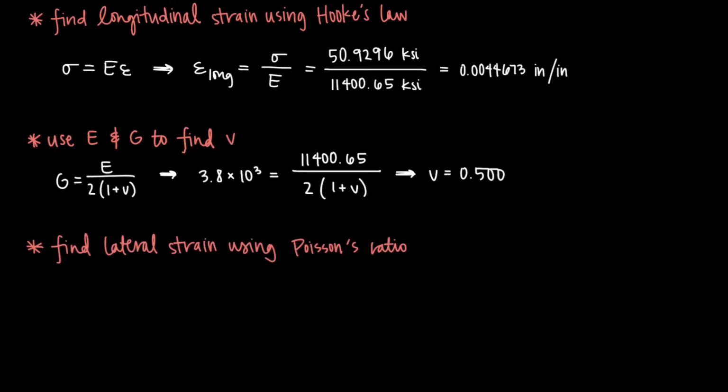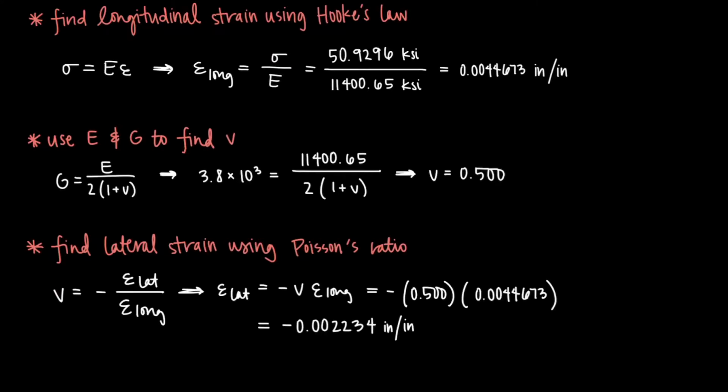Great! Now we can find the lateral strain using Poisson's ratio. We'll need to rearrange it a bit since we only know the values for Poisson's ratio and the longitudinal strain. If we multiply these two values and negate it, we get negative 0.002234 inch per inch.